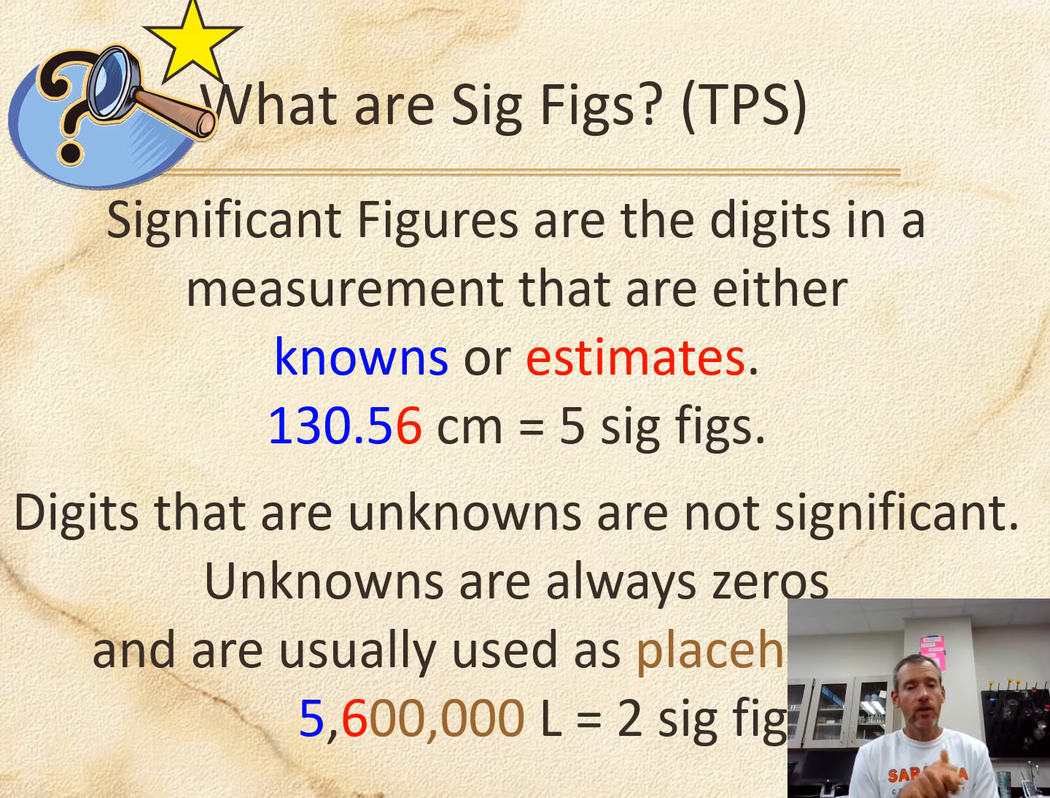Okay, so unknowns are zeros, and they usually are placeholders. So for example, 5,600,000 liters only has 2 sig figs, because those zeros after the 6 are just holding places as placeholders. So it's not a very accurate measurement. It's more of a very big number, usually, or a very, very small number. And the unknowns, since they're unknown, can't be significant.